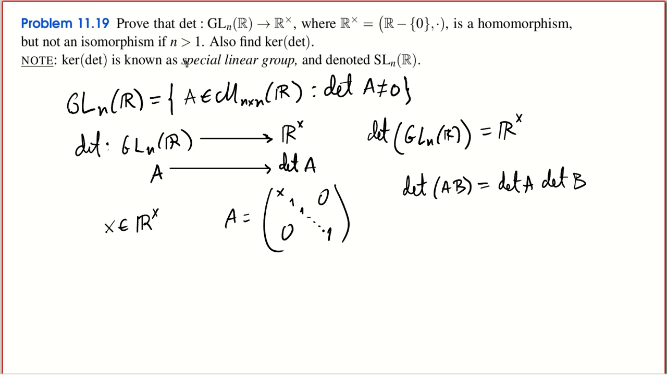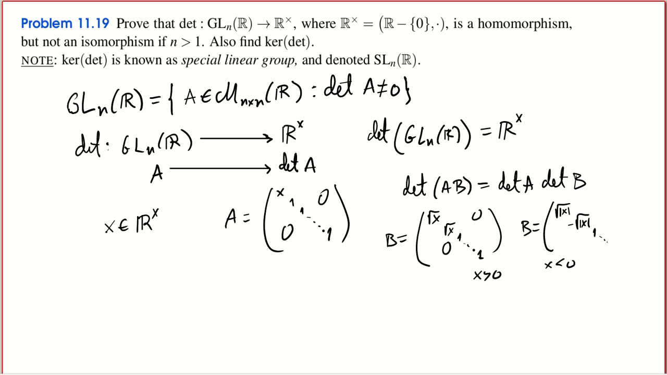However, if n is larger than 1, so n equal to 1 would be just real numbers, okay? But if n is larger than 1, so not real numbers, just matrices, then this is not an isomorphism. And it's not an isomorphism because different matrices can have the same determinant, right? Just as an example, this matrix here has the determinant x, but also this matrix here, B, which may be equal to, I don't know, maybe square root of x, 1, 1, if x is positive. Or if x is negative, you can say that B would be the square root of the absolute value of x, and negative the square root of the absolute value of x, and then 1's in the diagonal, and then 0's here.